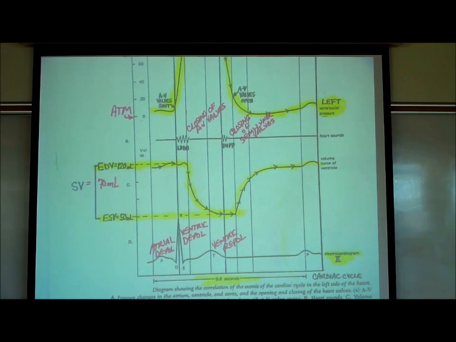If this left AV valve were insufficient, if it didn't shut all the way, then blood would start to regurgitate backwards, creating a murmur during systole, during the time the ventricle is contracting. But we're going to assume it is working, and that closing of the AV valve is the first heart sound, the lump. Now, the pressure is building up.